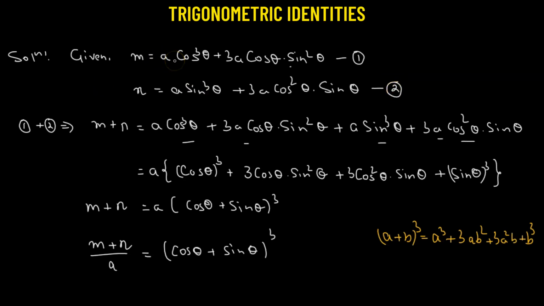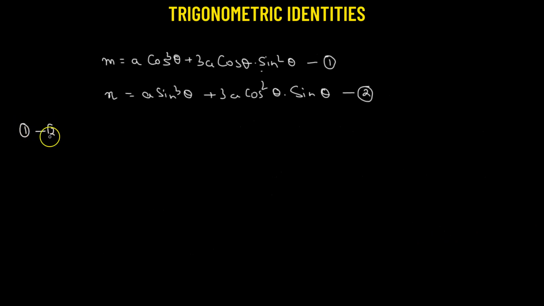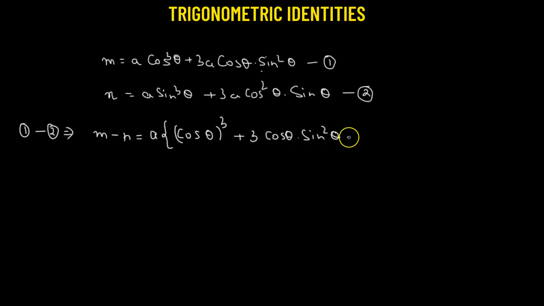So we'll do m minus n. So let's do that, 1 minus 2. So that will be m minus n. So we will take a as the common factor before subtracting. We have a multiplied to cosine theta whole cubed plus 3 times cosine theta times sine squared theta minus 3 times cosine squared theta times sine theta minus sine theta whole cube.